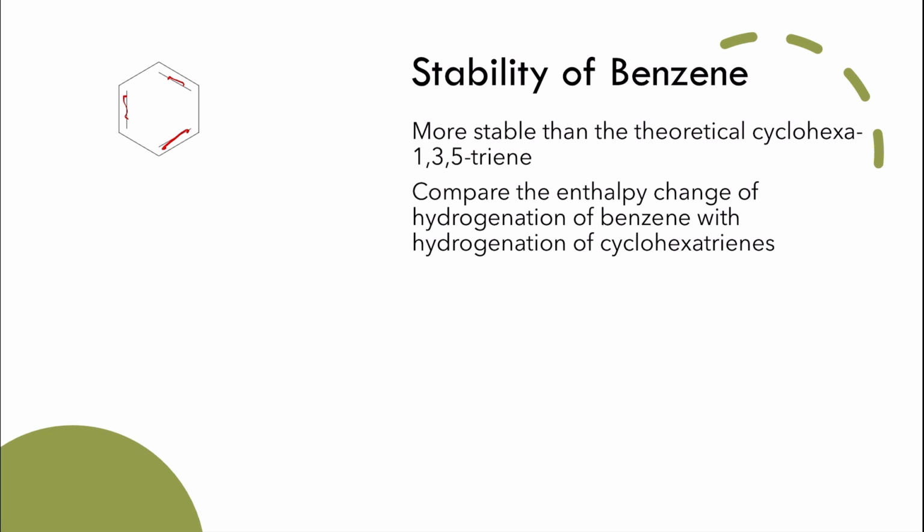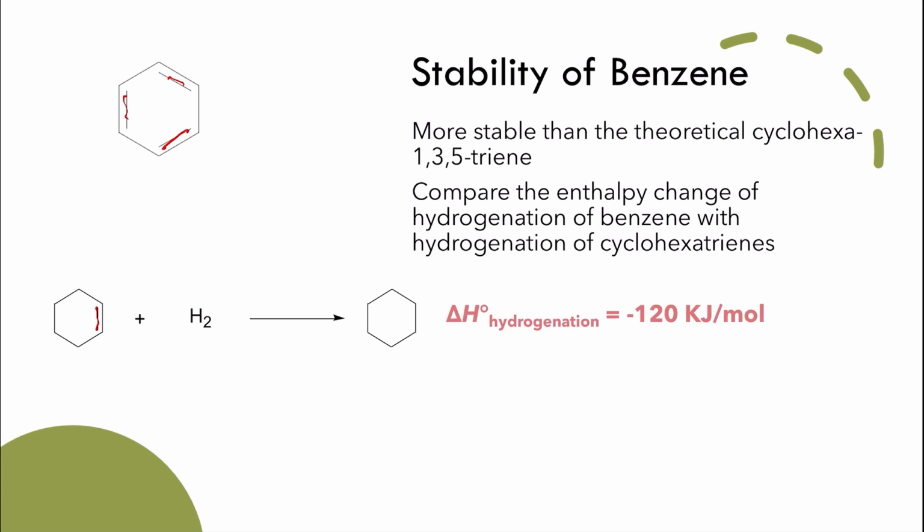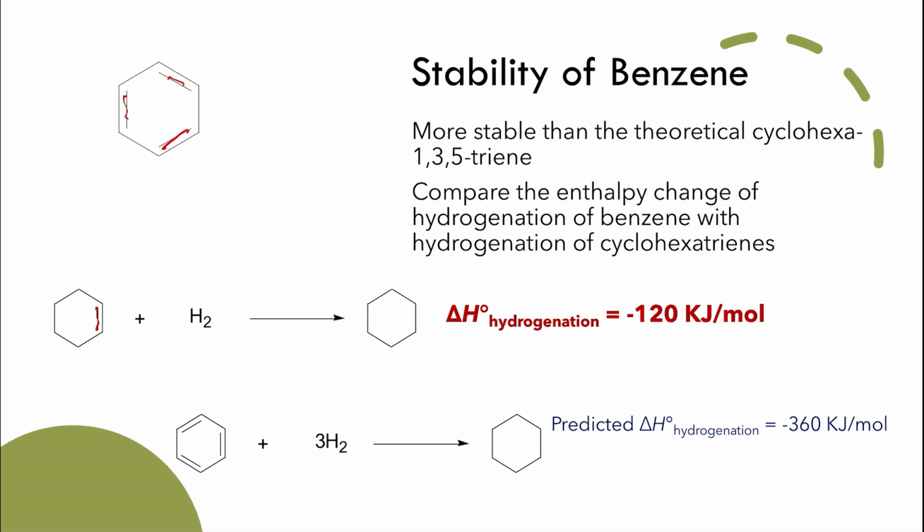So to calculate the enthalpy of hydrogenation of cyclohexatriene, we can start off with the hydrogenation of cyclohexene. This is the one that has only one double bond. So the enthalpy of hydrogenation of this is minus 120 kilojoules per mole. So the predicted enthalpy of hydrogenation of the theoretical cyclohexa-1,3,5-triene would be triple this amount, which is minus 360 kilojoules per mole.